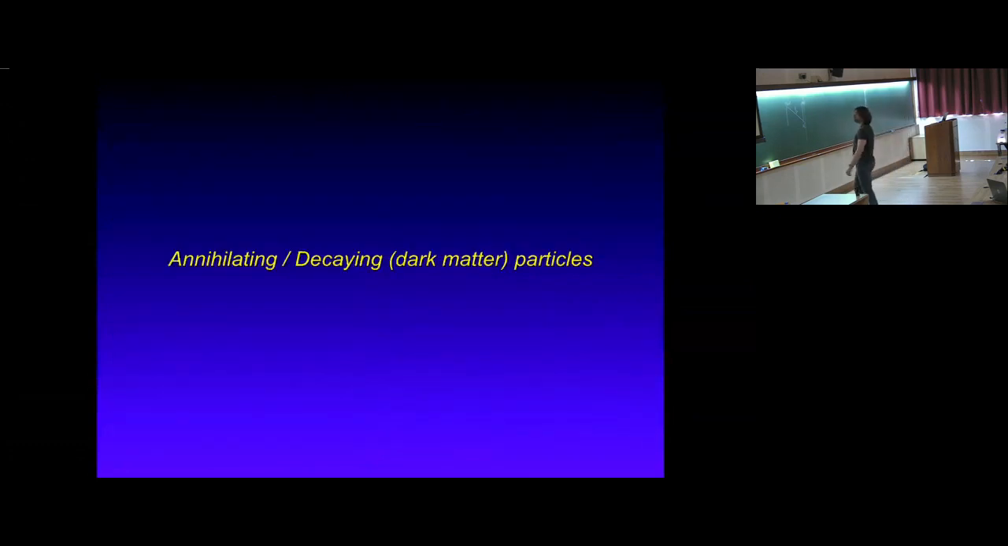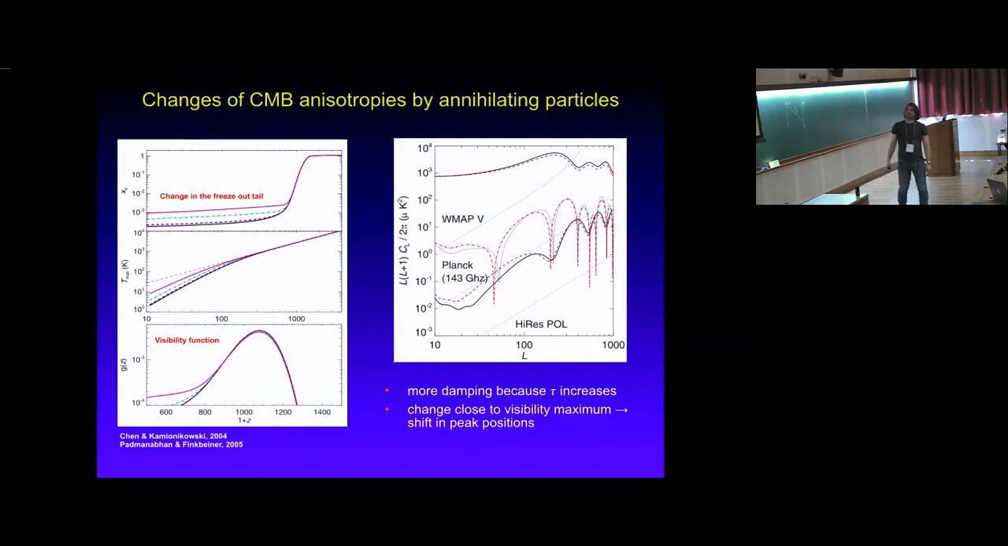Okay, annihilating and decaying particles. Maybe first I should say, of course, we are all pretty much still in the dark about what dark matter is, right? And the WIMP scenario, which is one of the very popular ones, is becoming more and more restricted by experimental constraints, direct and indirect measurements, and that's why we are now looking for other possibilities and going in the directions of axions and primordial black holes, these kinds of things. But you can constrain annihilating and decaying dark matter scenarios with the CMB anisotropies.